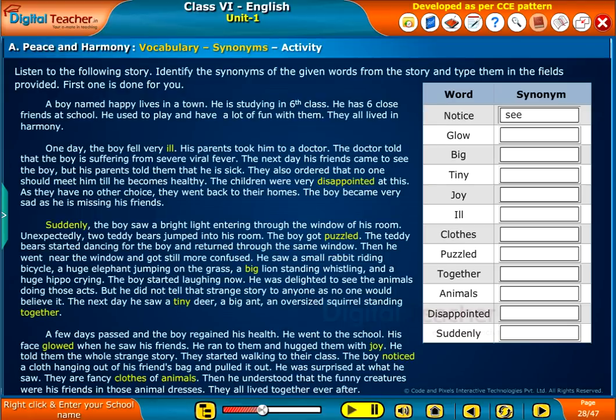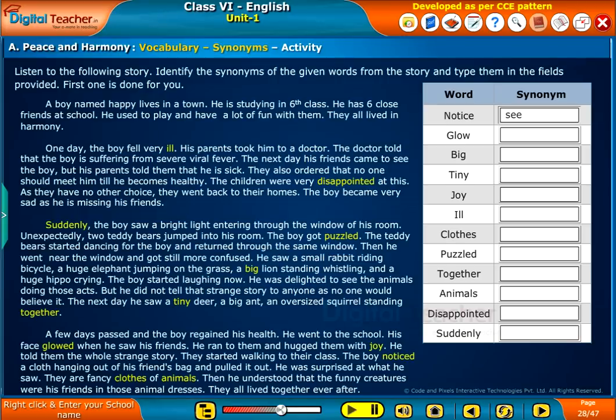The children were very disappointed at this. As they have no other choice, they went back to their homes. The boy became very sad as he is missing his friends. Suddenly, the boy saw a bright light entering through the window of his room. Unexpectedly, two teddy bears jumped into his room. The boy got puzzled. The teddy bears started dancing for the boy and returned through the same window.